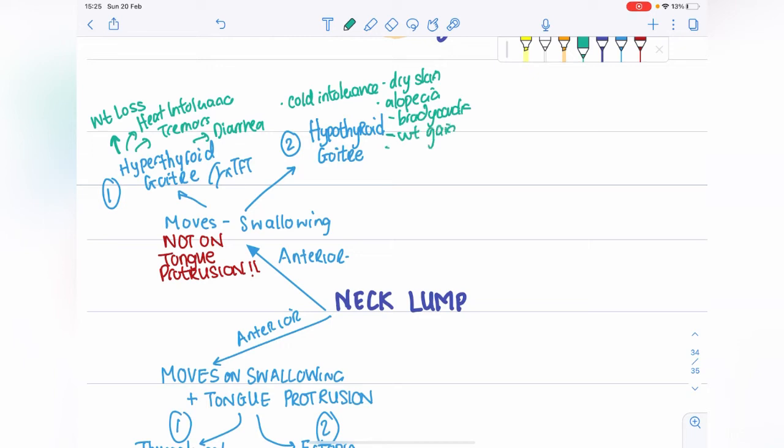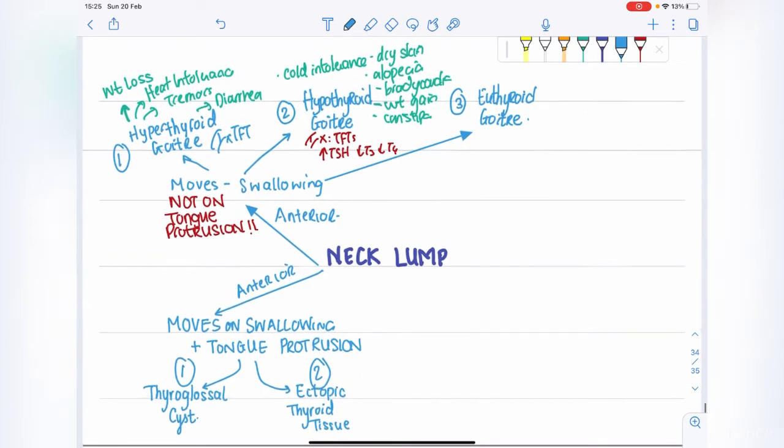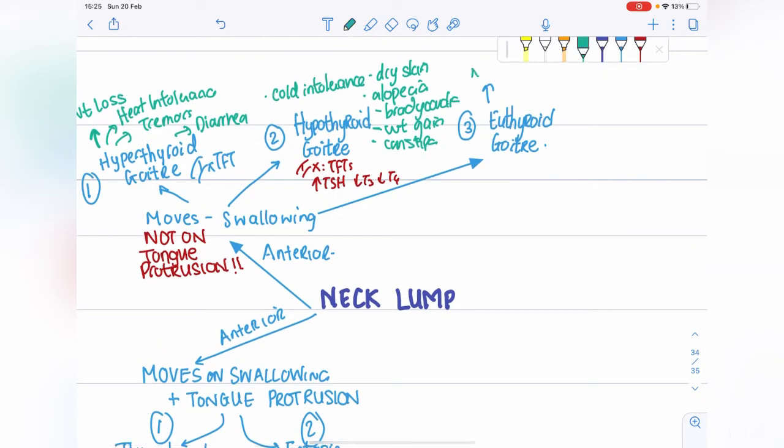You investigate both of these with thyroid function tests, and the TSH is high, whereas the T3 and T4 are low in hypothyroid. In a euthyroid goiter, there is no hyper or hypothyroid function, and you get normal thyroid function.